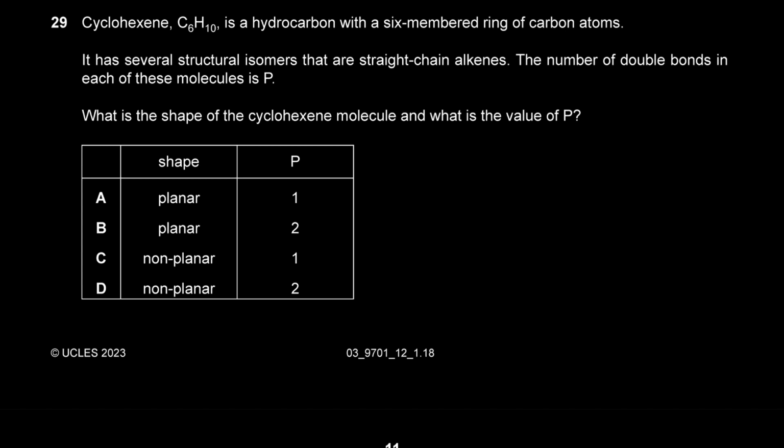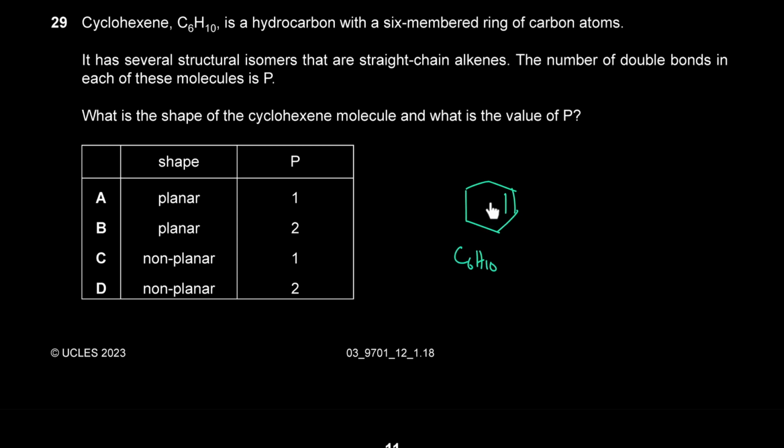Cyclohexene C6H10 is a hydrocarbon with a 6-membered ring of carbon atoms. It has several structural isomers that are straight chain alkenes. The number of double bonds in each of these molecules is P. What is the shape of the cyclohexene molecule and what is the value of P? So cyclohexene is C6H10, right? There's 1 double bond there.